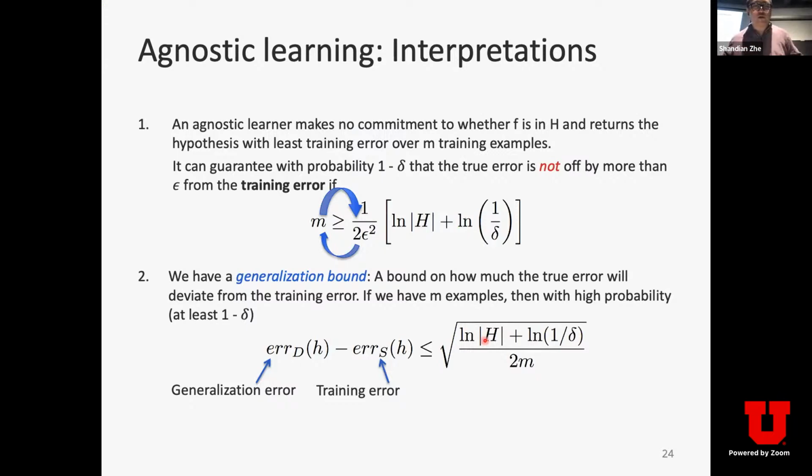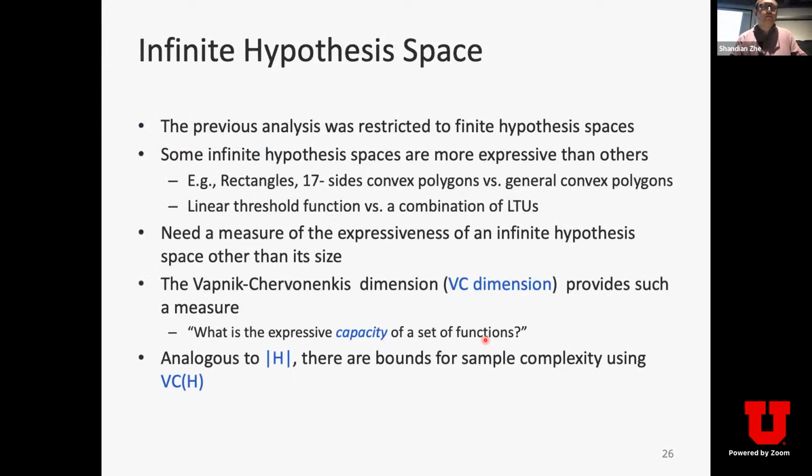It just means that the difference between the generalization error and the training error is less than or equal to infinity. That doesn't tell us any useful information. So we do need some new measurement of the complexity of the hypothesis space, but it must be finite, even if your hypothesis space is infinite.